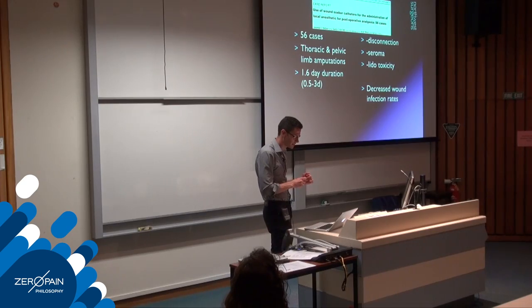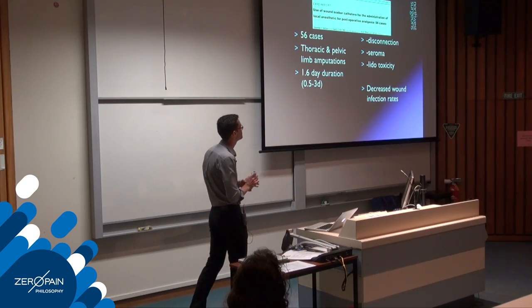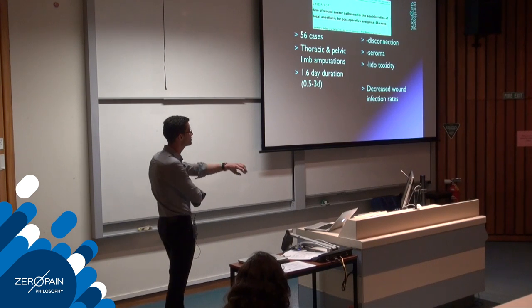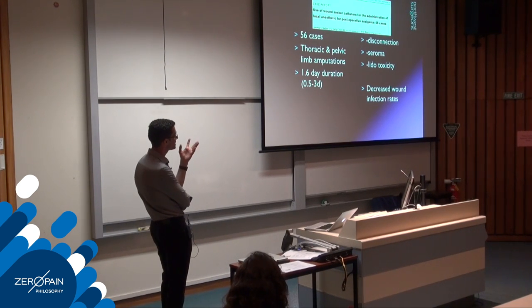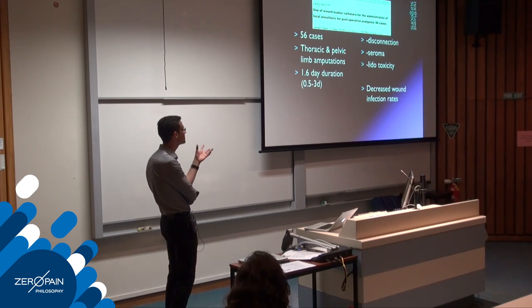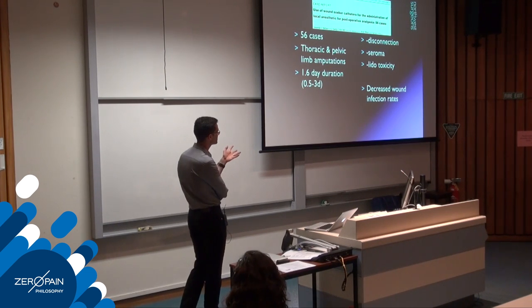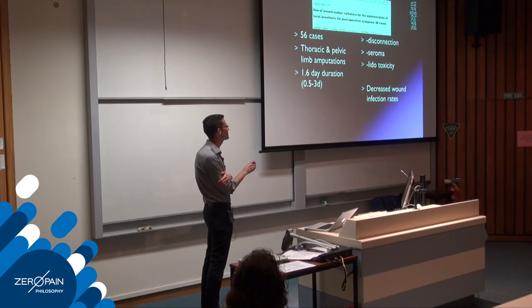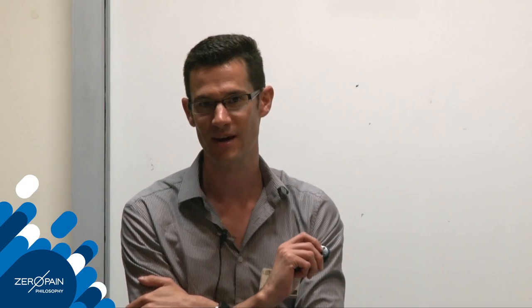This was a study that looked at using wound soaker catheters postoperatively. It was a prospective study, 56 cases, thoracic and pelvic limb amputations. The average dwell time was 1.6 days. So this creature obviously pulled its catheter out a few hours after surgery, which is a bit naughty. But the longest they left one in was 3 days, which I think is about right. You probably don't need them much longer than 3 days.